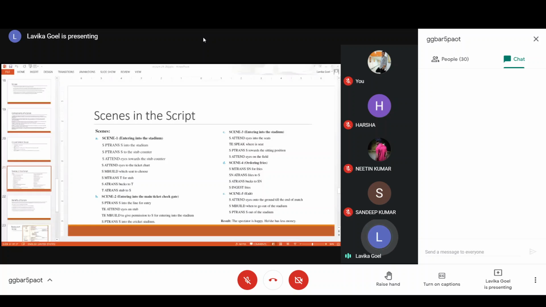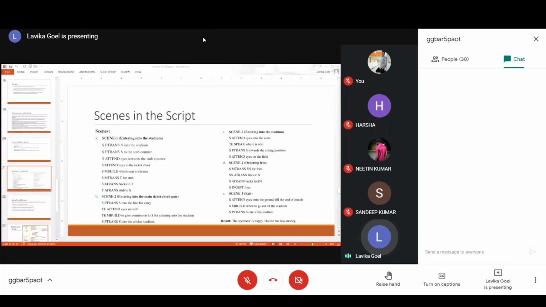So first of all, spectator goes to the stadium, then spectator goes to the ticket counter, and then S ATTEND eyes towards the ticket counter. So basically he is looking at the ticket counter now. So the primitive action for looking is basically ATTEND. That is why we have marked that the primitive action would be ATTEND, and the subject is your spectator and the object is the eyes. So S ATTEND eyes towards the ticket counter. So he sees towards the ticket counter now.